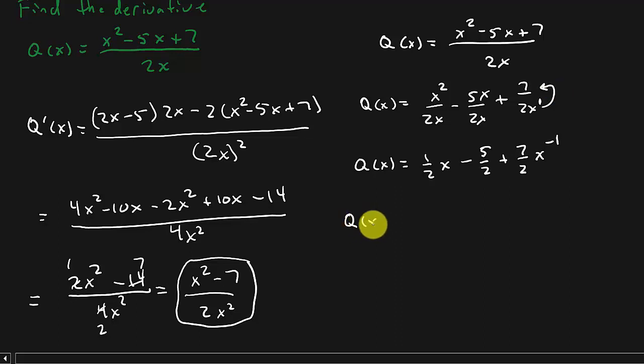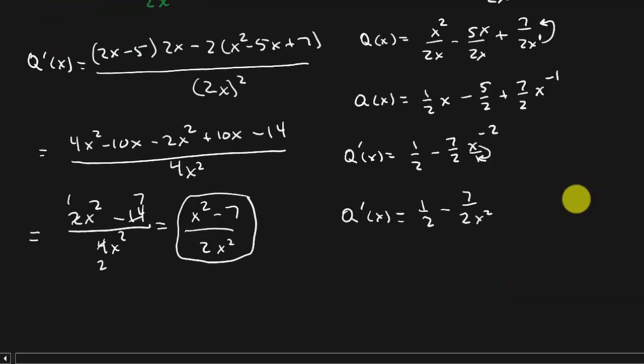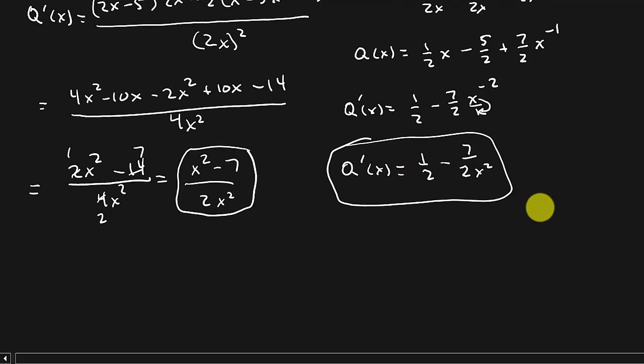So that's Q of x, Q prime of x is equal to derivative of 1/2 x is 1/2, and then derivative of 5 halves is 0. Then bring the negative 1 down, so that's minus 7 halves x to the negative 2. Subtract 1 from the exponent, and so Q prime of x would be 1/2 minus 7 over 2x squared. Remember, that's over 1, so if I take it and move it down to the denominator, it changes the sign of the exponent, and there's your answer there. Now, which one's easier? I'll leave that up to you.